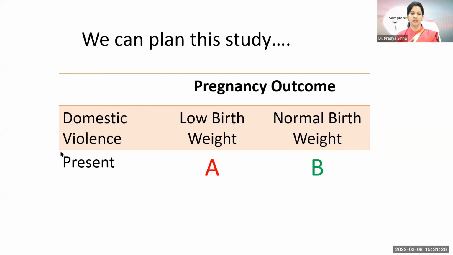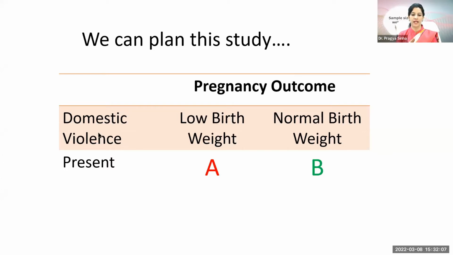So we may classify the women on the basis of presence or absence of domestic violence. In this case, you are not having any comparison group. You can have this data of domestic violence maybe from the National Commission for Women, or from a police FIR, or maybe any other NGO which is working towards domestic violence. So you may take all those women with domestic violence, then you can follow them up and see their pregnancy outcome.